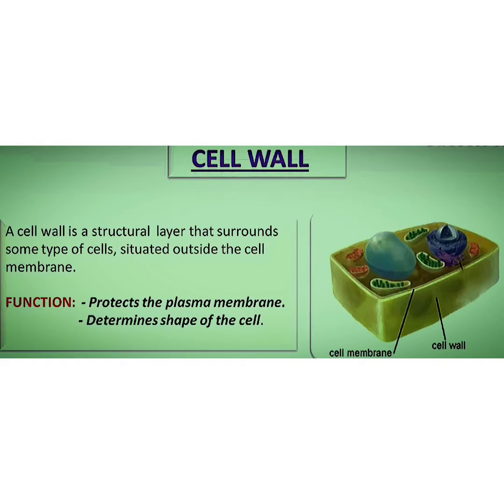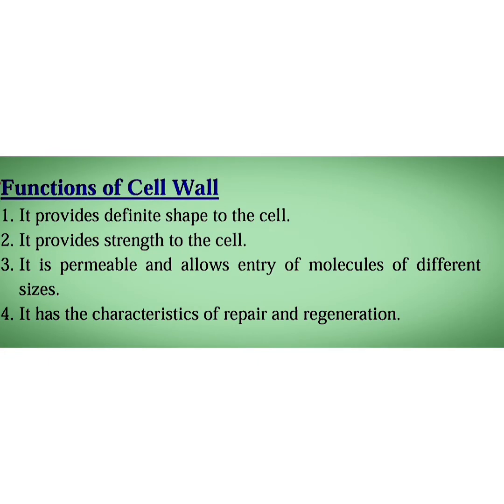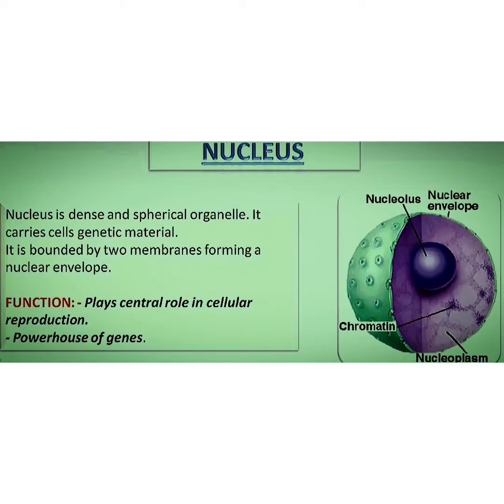The cell wall is a structural layer that surrounds some types of cells, situated outside the cell membrane. Its functions are to protect the plasma membrane, determine the shape, provide a definite shape to the cell, and provide strength to the cell. It is permeable and allows the entry of molecules of different sizes, and it has the characteristic of repair and regeneration.